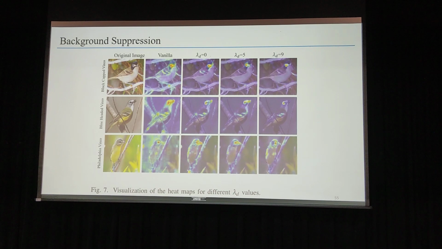And then we tested the separation intensity, lambda drop, from 0 to 9 and plotted their corresponding heat maps in this figure. From the heat map, we observe that when lambda drop is set to 0, which means only the combination loss from the selected area is used to constrain the feature map, the model still pays attention to some background area.